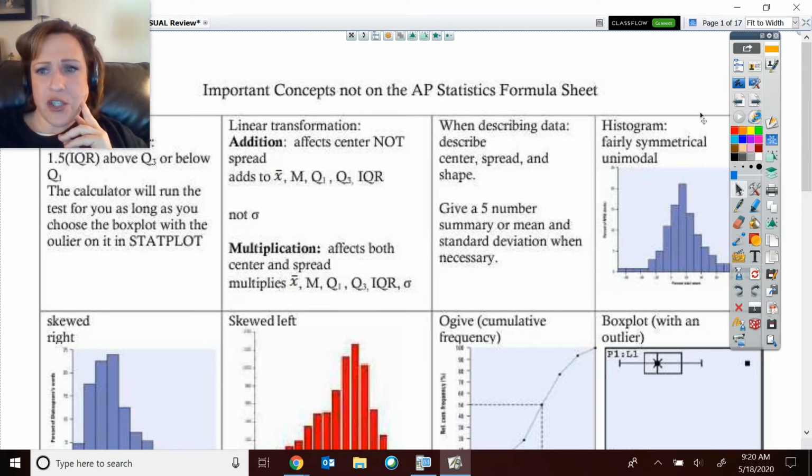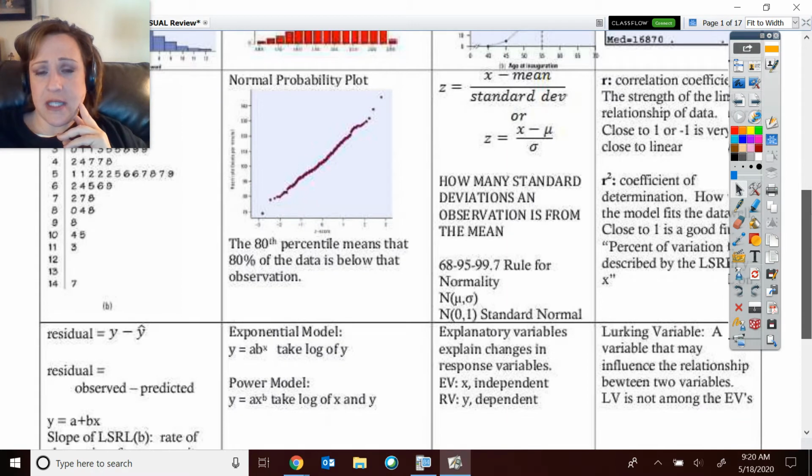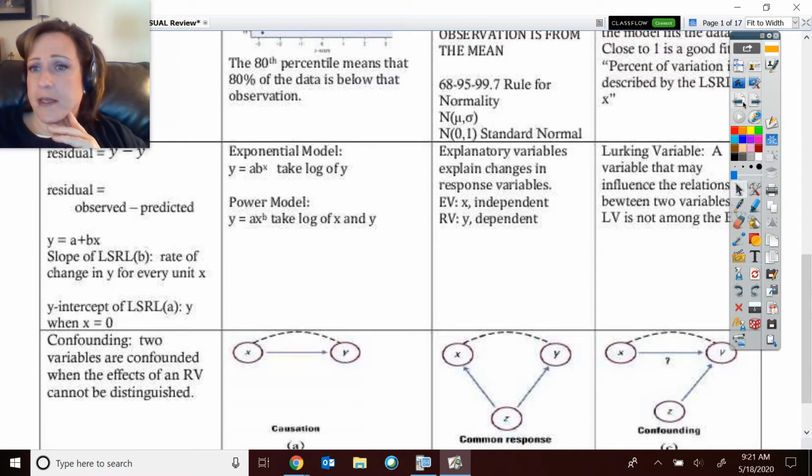It gives lots of pictures, good pictures especially of these types of graphs that we use, summarizes, takes you through the residual. Now, this year we didn't go much into this exponential and power model transformation at all because of the 2020 COVID stuff, so that's a little something that you might not be familiar with. It also explains the lurking and confounding variables in a picture format.